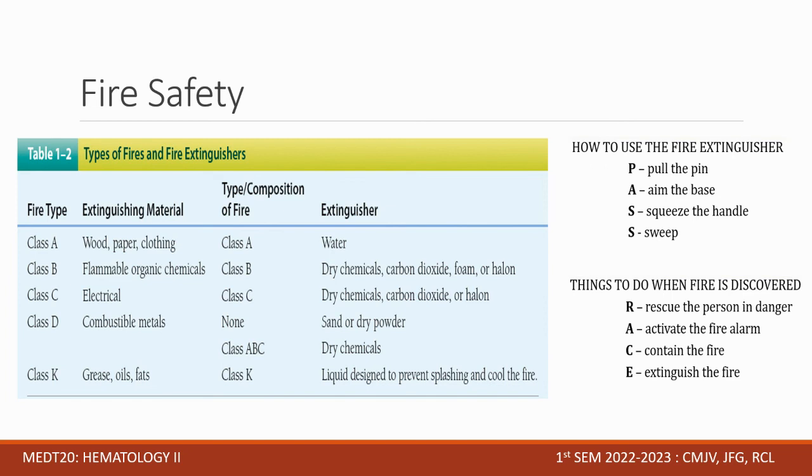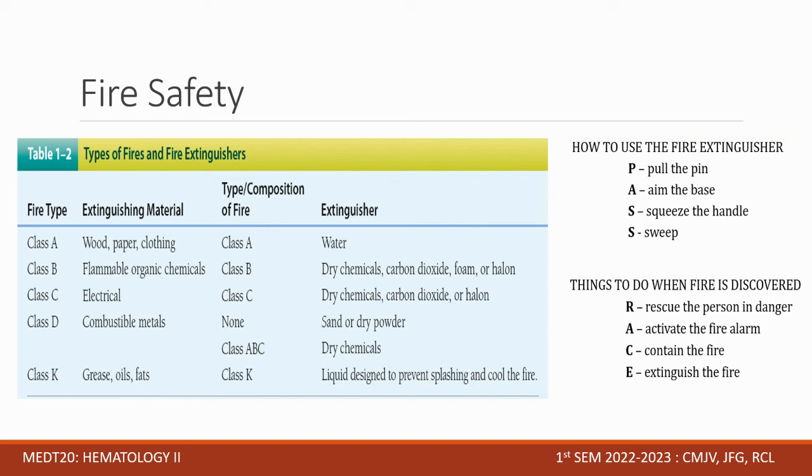Let's move on to fire safety. Fire safety is an important component of the laboratory safety program. Each laboratory is required to post fire evacuation plans that are essentially blueprints for finding the nearest exits in case of fire. Here we have the different classifications of fire extinguisher and some acronyms to remember.